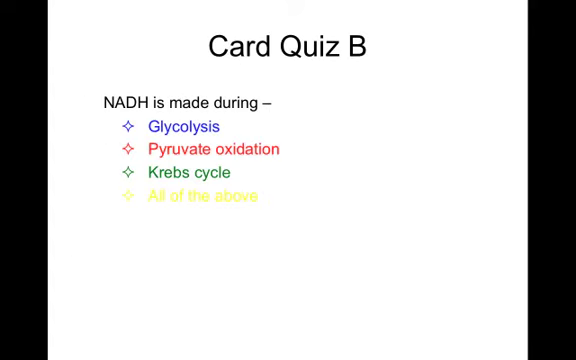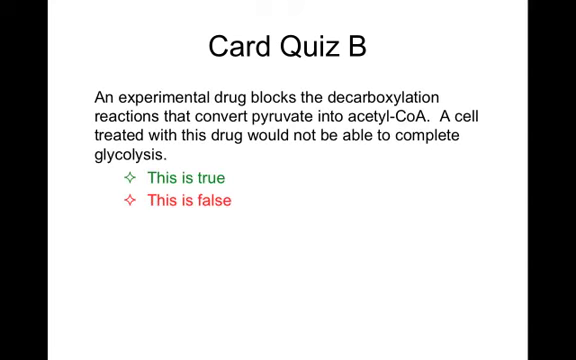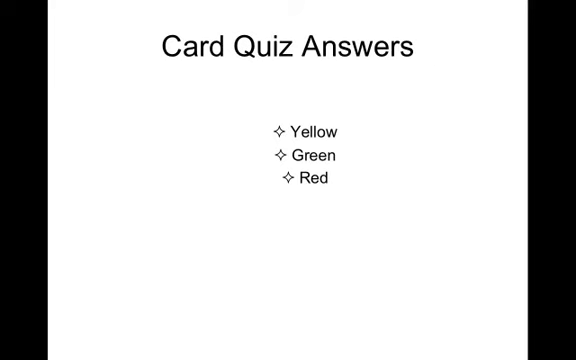Let's take a quick card quiz. NADH is made during... The 2 carbons in acetyl-CoA are eventually used to form... If an experimental drug blocks the decarboxylation reactions that convert pyruvate into acetyl-CoA, a cell treated with this drug would not be able to complete glycolysis. Is this true or false? Here are your answers.